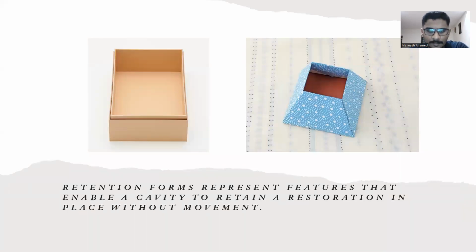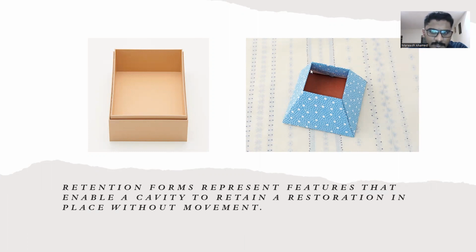The retention form represents the features that enable the cavity to retain a restoration in place without moving. For example, in case of amalgam restoration, amalgam restoration is basically a mechanical restoration. It does not chemically bond to the tooth structure. So it stays within the tooth structure according to the mechanical features that we incorporate into the cavity. As you can see in this picture, the first picture represents a box having parallel walls. So if we put material like amalgam into this and we turn it upside down, the material is going to fall because the material is not sticking onto the walls.